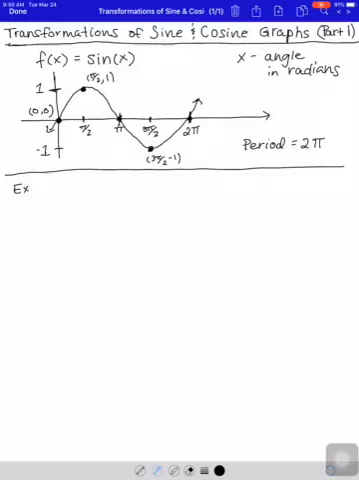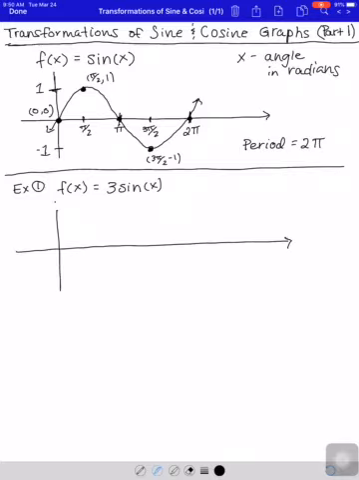So for our first example of a transformation, let's graph f of x is equal to 3 times sine of x. Okay, so we're just multiplying our function by a number. Remember, when we multiply a function by a number, what does that do? Well, that's going to be either a vertical stretch or a vertical shrink. In this case, since the number we're multiplying by, 3, is larger than 1, we know we're going to stretch our graph. All right. So we're still going to get the same sort of shape.